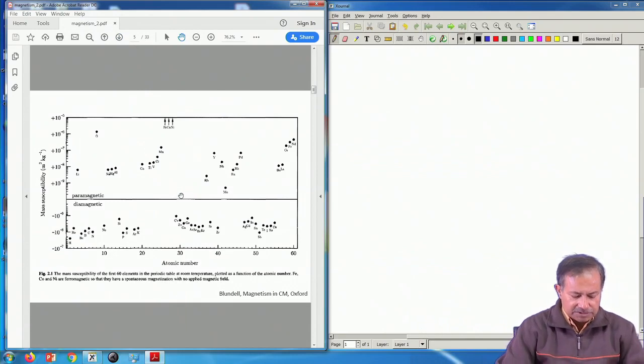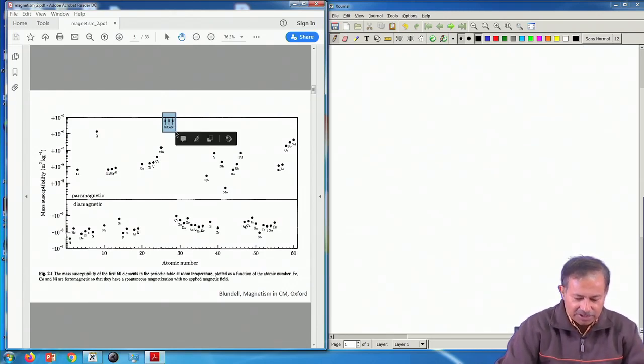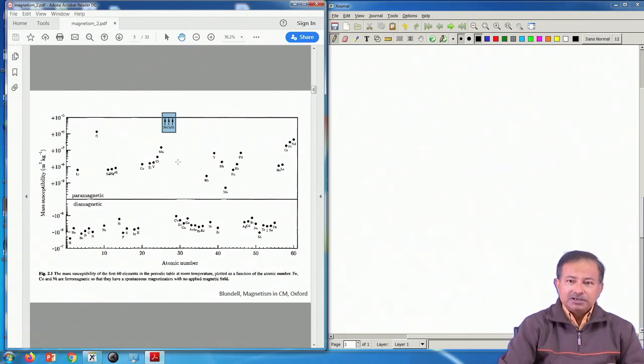This is the total susceptibility of the first 60 elements in the periodic table at room temperature, plotted as a function of the atomic number. Okay. So, look at this: above 0 is paramagnet, below 0 are diamagnets, and there is a fairly large number of diamagnetic materials, and of course, a fairly large number of paramagnetic materials as well. The interesting thing is, of course, these three, iron, cobalt, nickel, and they are spontaneously magnetized.